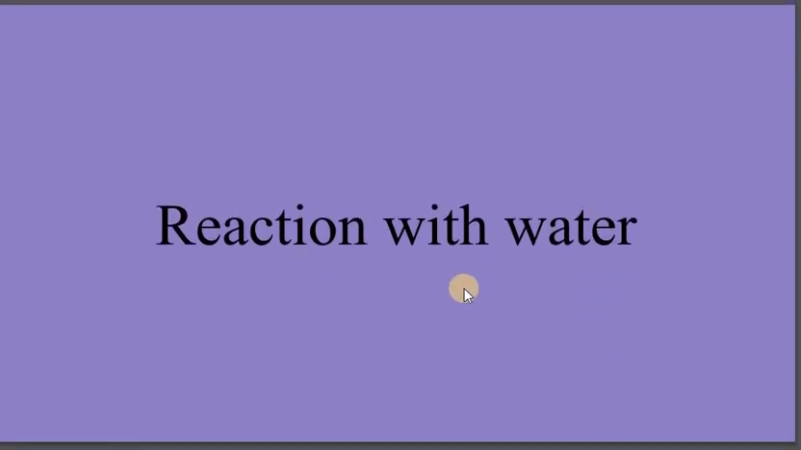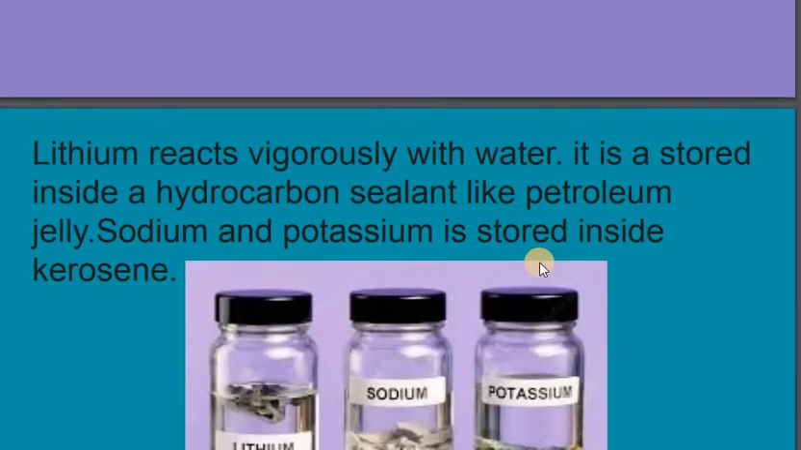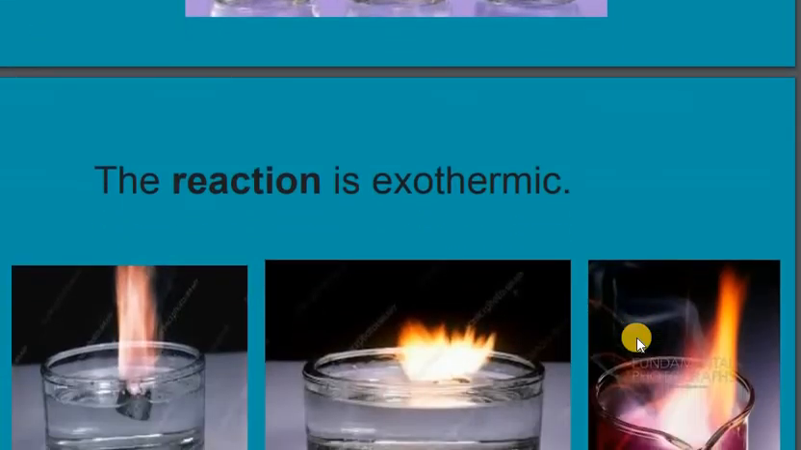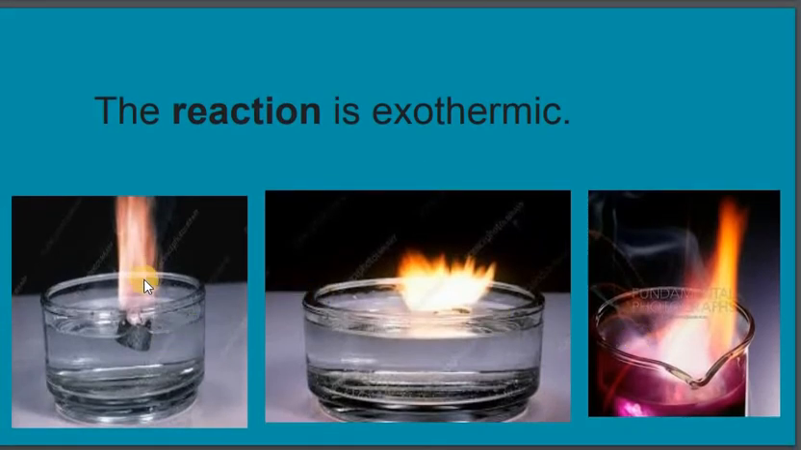Now we'll see the reaction with water. So here lithium, sodium and potassium react vigorously with water. That's why lithium is stored under petroleum jelly and sodium and potassium are stored inside kerosene. So they give out heat energy. When they give out heat energy, we call that reaction an exothermic reaction. So this is lithium, sodium and potassium.